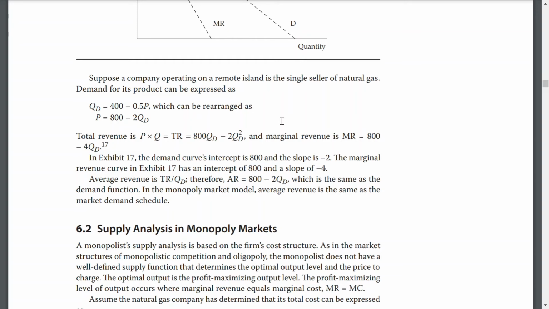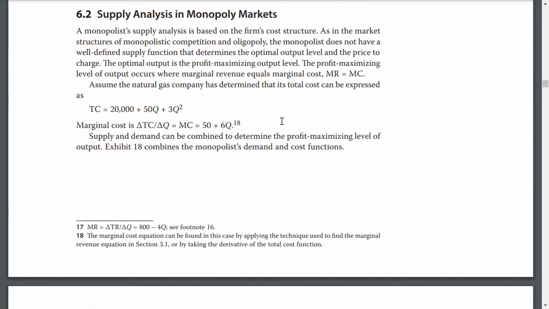Which is the same as the demand function in the monopoly market model. Average revenue is the same as the market demand schedule. 6.2 Supply analysis in monopoly markets. A monopolistic supply analysis is based on the firm's cost structure.